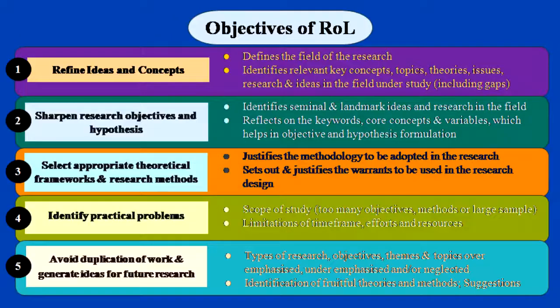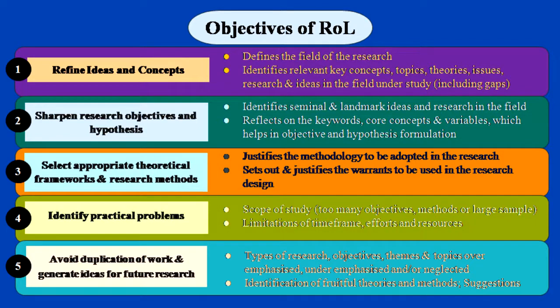The second objective of conducting a review of literature is to sharpen those research objectives and hypotheses. First is to identify the seminal landmarks or the momentum that is brought across in a particular research. When I talk about research objectives and hypotheses, there are various aspects involved, whether those are the keywords, the concepts, or the constructs, and the variables that can be measured, basically the terms of inquiry. A review of literature will help you to identify those parts as well. It will also help you to select appropriate theoretical frameworks or conceptual frameworks, as well as the research design.